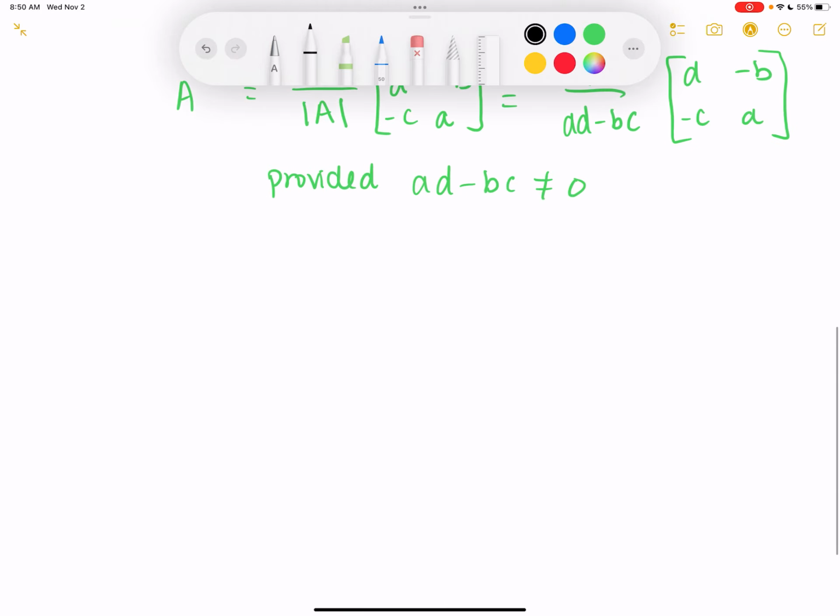All right, so some examples. We're going to start with find the inverse of the matrix. So these are all 2 by 2s, so we're going to do a couple of them. Number 4, we have the matrix -2, 3, -3, 4.